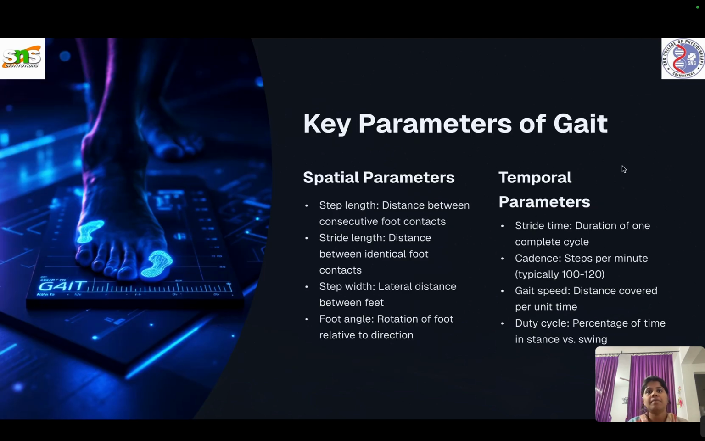Coming to the key parameters of gait, we analyze gait using parameters like step length, cadence, and speed. Kinematics studies movement, while kinetics studies the force involved in walking. Step length is the distance covered by the foot, that is, the distance between consecutive foot contacts.